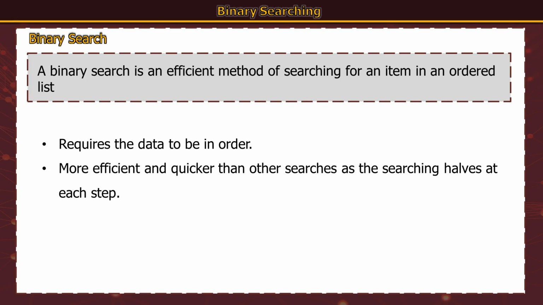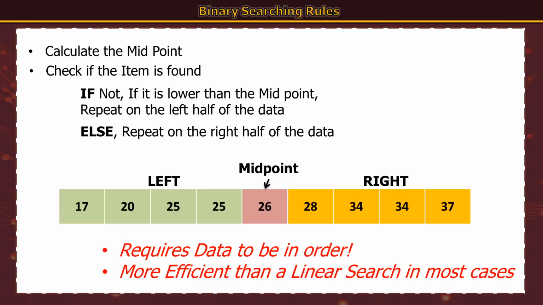Let's recap. A binary search is an efficient method of searching for an item in an ordered list. An advantage of it is it's more efficient and quicker than other searches as it halves the amount of data it works with at each step. A disadvantage is it requires the data to be in order, and other searches such as the linear search do not require this.